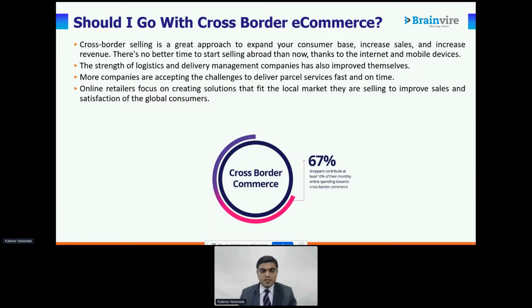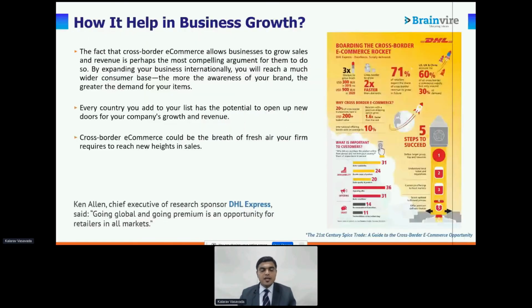So as shown over here, 67% of shoppers contribute around 10% of their monthly online spending towards cross-border commerce. This number is quite good in order to achieve good sales and revenue. So how do these cross-border sales help our business growth? As shown over here, DHL has done a very nice analysis of the same, and the report itself shows there are various aspects which you need to take care of in order to make your growth faster.